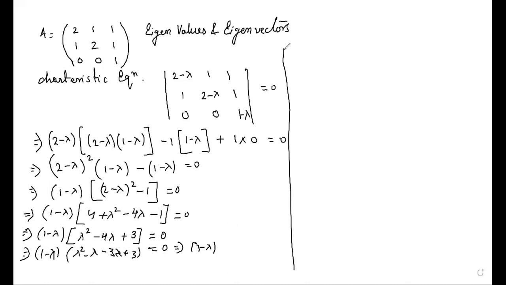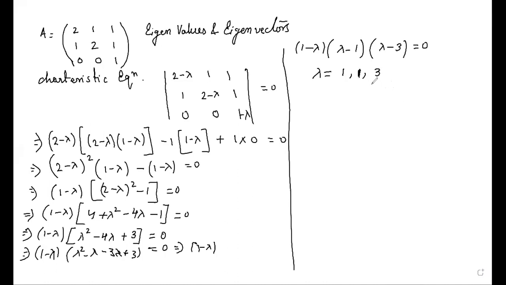So here it is (1 minus lambda)(lambda minus 1)(lambda minus 3) equals 0. So what are the values coming out? Lambda equals 1, 1, and 3. Yes, 1 is a double root and another root is 3.